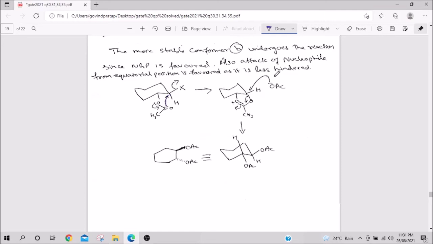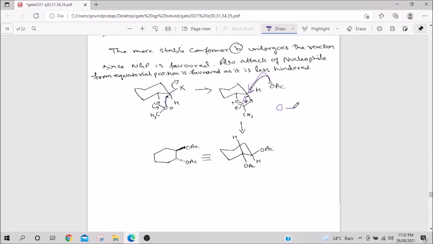So this double bond O will attack here, and this comes here, and you get this kind of intermediate with a positive charge. Then even a weak nucleophile, you understand, OAc minus is quite a weak nucleophile, but even a weak nucleophile like OAc minus will be able to undergo SN2 reaction. Why is OAc minus a weak nucleophile?